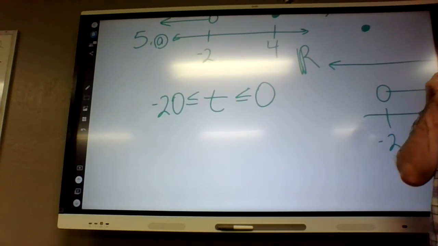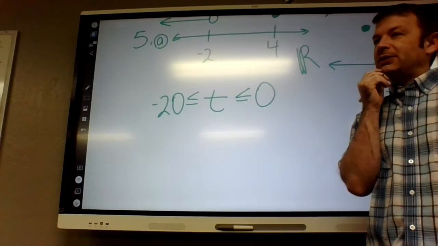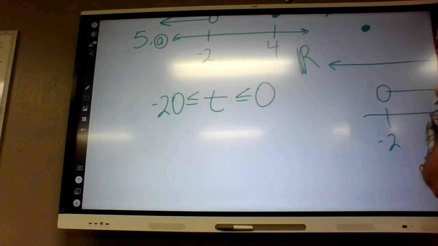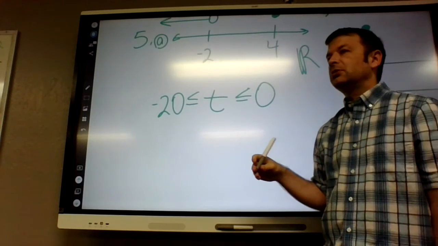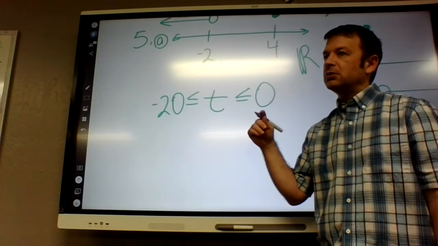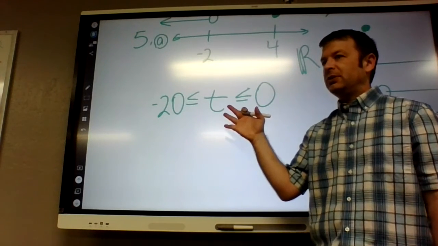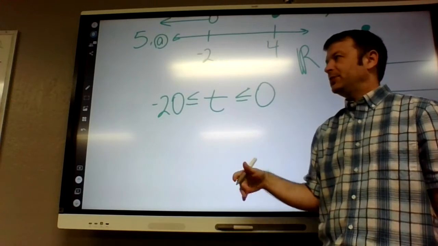Saying that you are younger than your dad is like saying your dad is older than you. So which one's the variable? T. Yeah, but T can be any number between those two. Average temperature can be anywhere between those two.